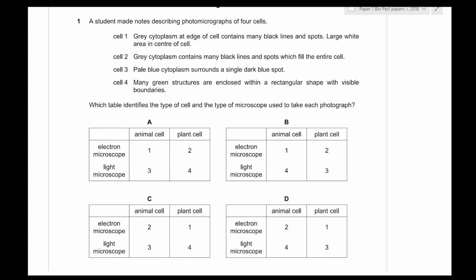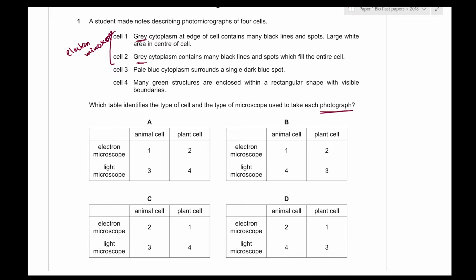Question number 1. A student made notes describing photomicrographs of 4 cells. Which table identifies the type of cell and the type of microscope used to view each photograph? Now, let's first identify the different types of microscopes, whether it's an electron microscope or a light microscope. Now, cells 1 and 2. Here we could see in the description gray cytoplasm and gray cytoplasm. If it's gray, we all know that electron microscope photomicrographs are black and white only. They do not have color. Therefore, cell 1 and 2 must be taken using an electron microscope.